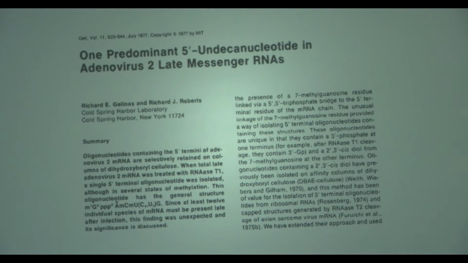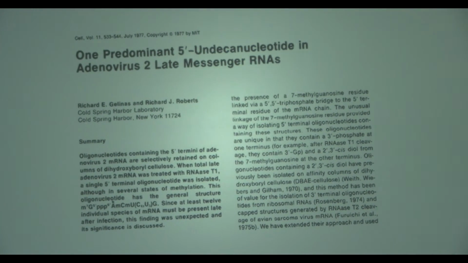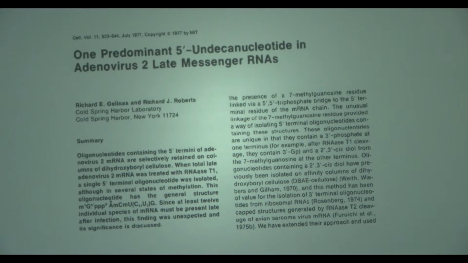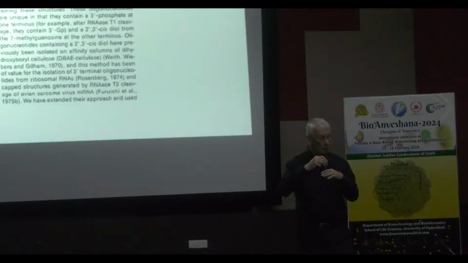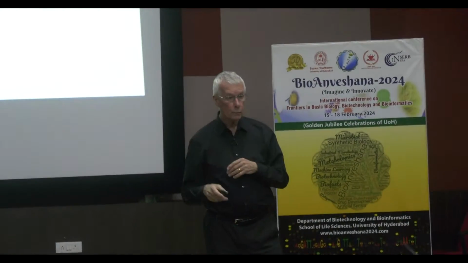Well, it could have been a repeated sequence, but we'd already shown that was not true. But then we had a very puzzling result. We thought we would pull out RNAs from different parts of the adenovirus genome, which you do by hybridizing the RNA to DNA and then purifying it.